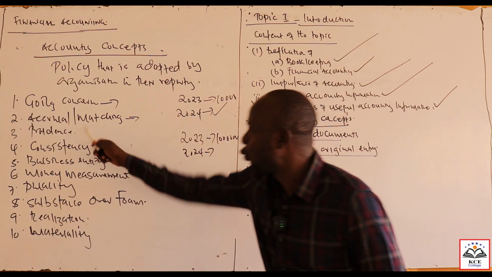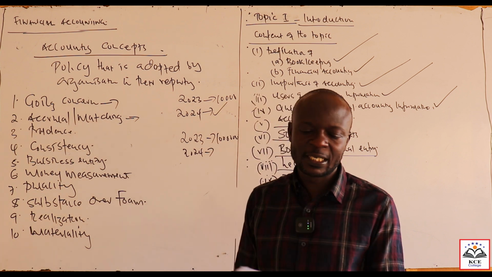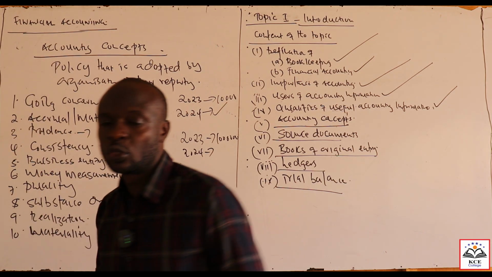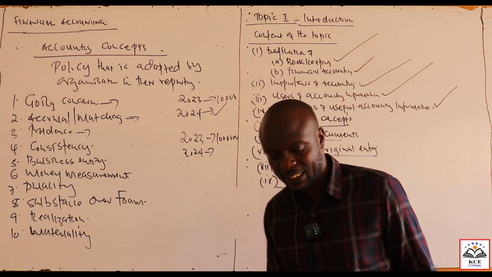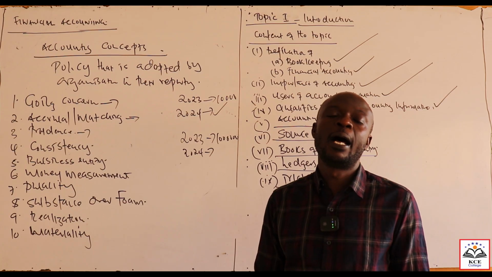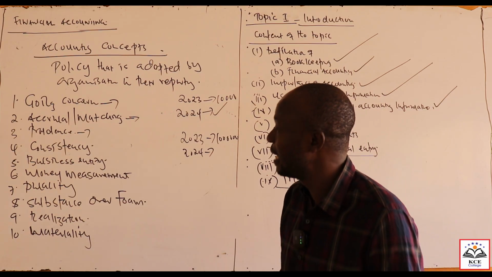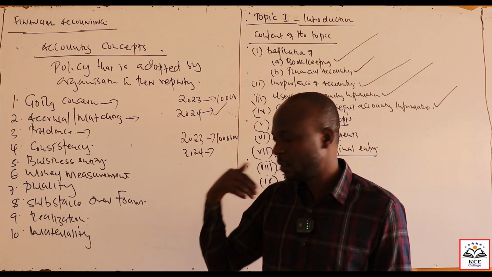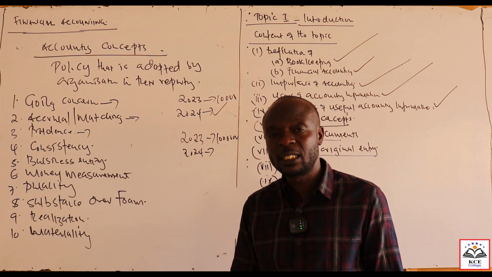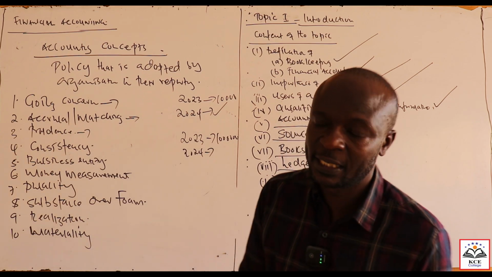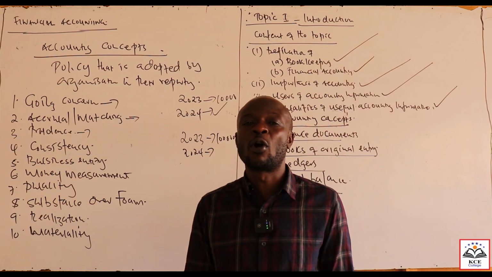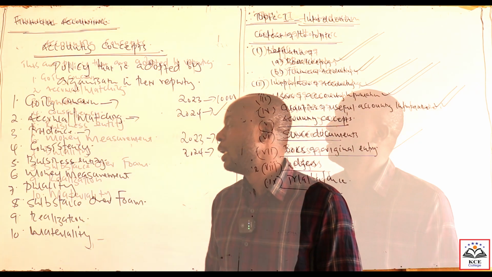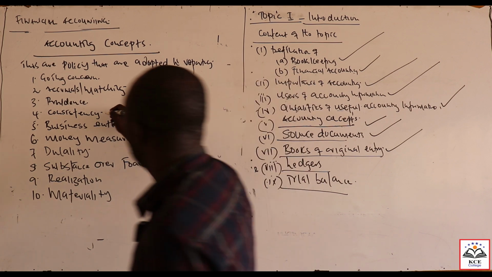Then we have what we call prudence. Prudence means that the business should not overestimate the value of their assets and the value of their profits. Instead, they should recognize the loss of value of the asset because of repeated usage. Then they should also recognize expenses that are likely to occur so that their profits are not overestimated.